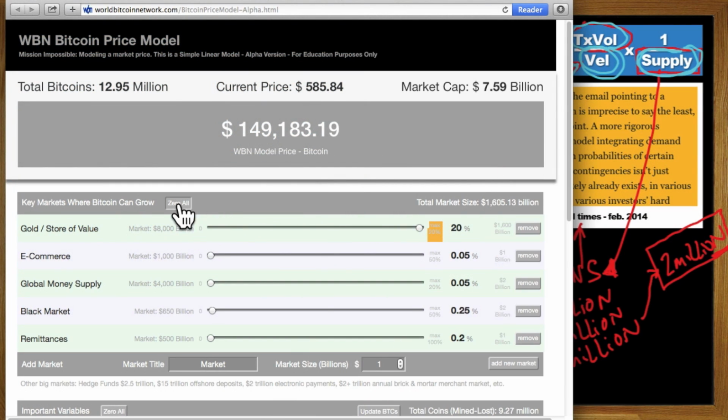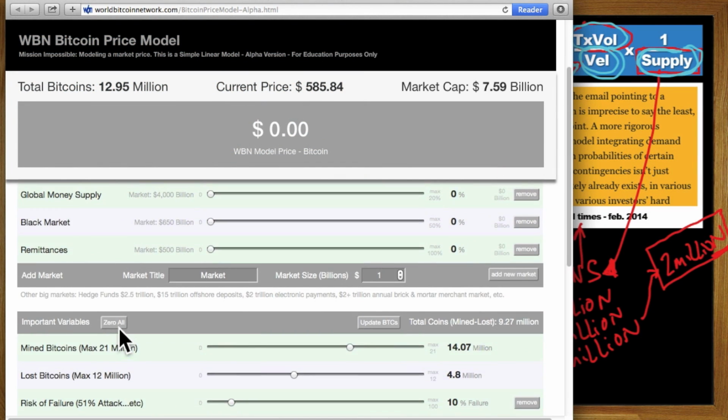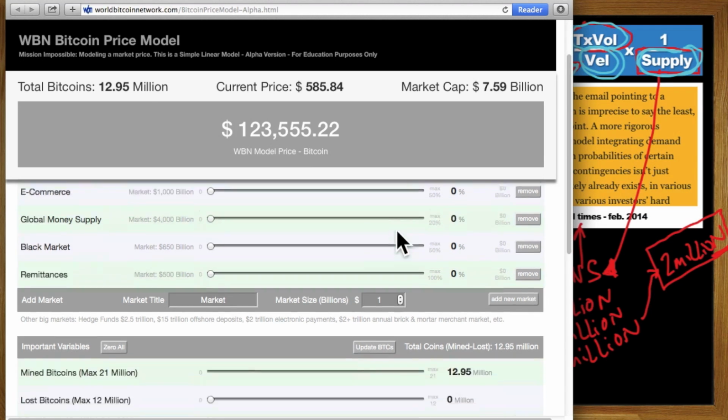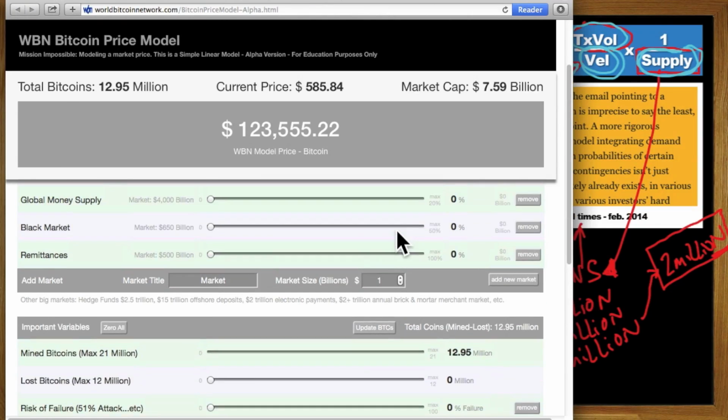And we can set all the rest to zero. We can set these to zero. So say there's 0 lost Bitcoins. Then we update our amount of Bitcoins to 12.95. And then we can just play with the gold price. And you can see that per Bitcoin price goes up to 123,000 if Bitcoin takes over 20% of gold's store of value market. And this is just a single variable. We haven't put anything else in here.